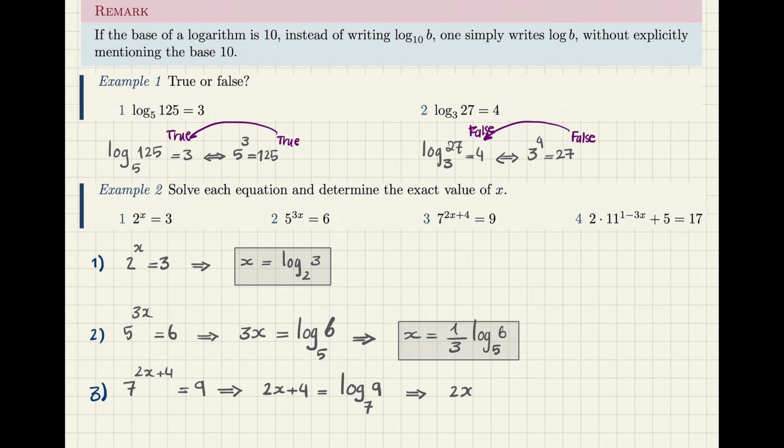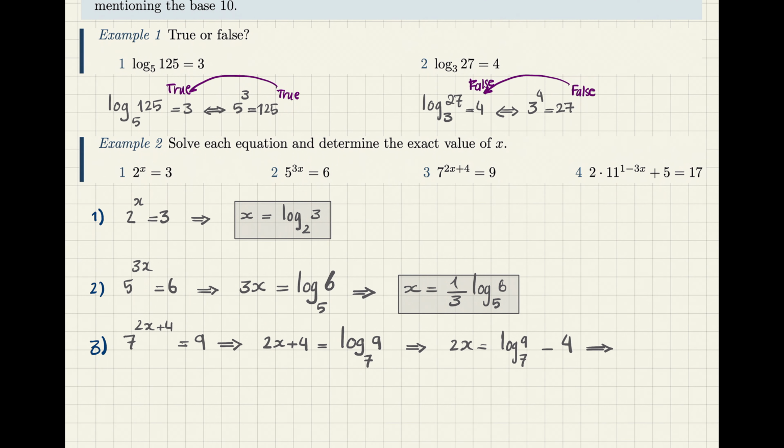So you write 2x is equal to log of 9 in base 7, and I move 4 to the right, it becomes minus 4. But because I am looking for x, I have to multiply both sides by 1 over 2. So then it becomes x equals 1 over 2 log of 9 in base 7, and if I multiply a half by minus 4, it becomes minus 2. And that is the exact answer for this problem.